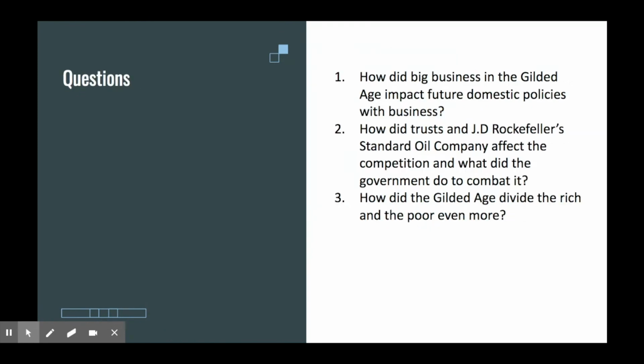Some questions. How did big business in the Gilded Age impact future domestic policies with business? How did trusts and J.D. Rockefeller's Standard Oil Company affect the competition, and what did the government do to combat it? And how did the Gilded Age divide the rich and the poor even more?